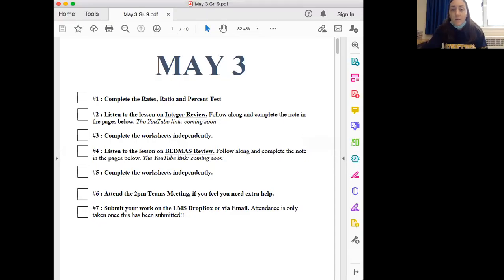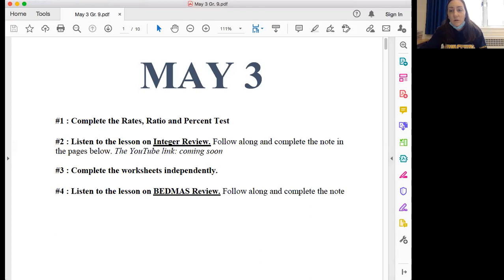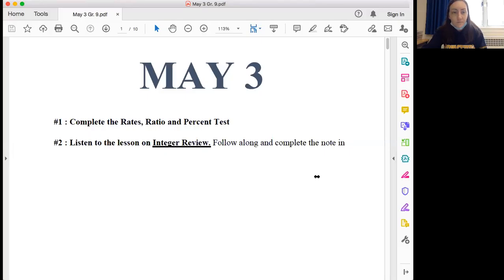So I will bring up your work package here. So grade 9s and 10s, you have the exact same work package for today. It will start to change around Wednesday, I believe. The grade 10s will do something different.